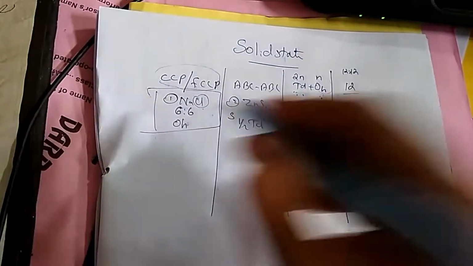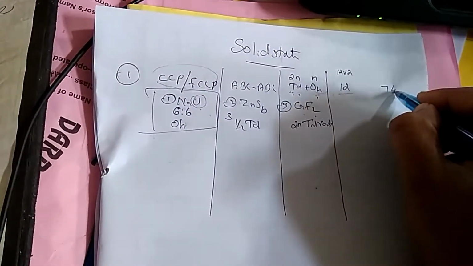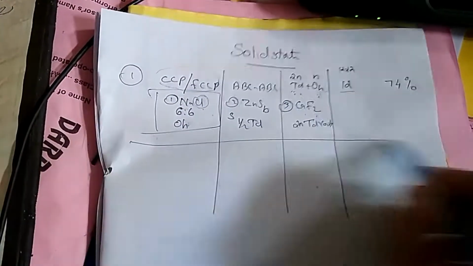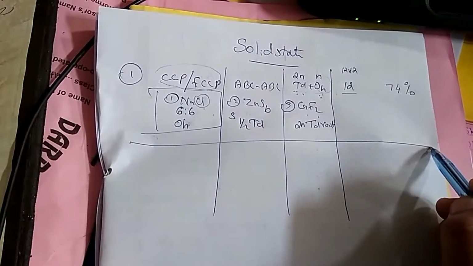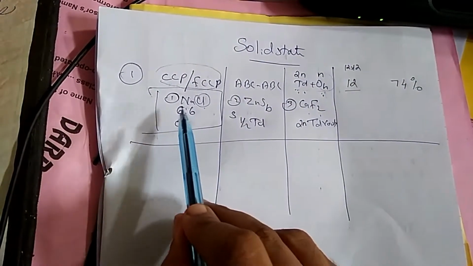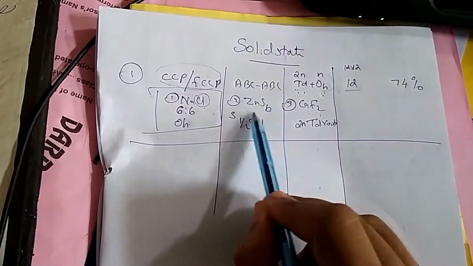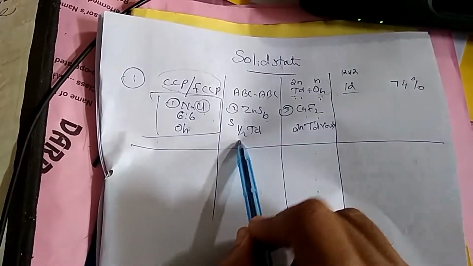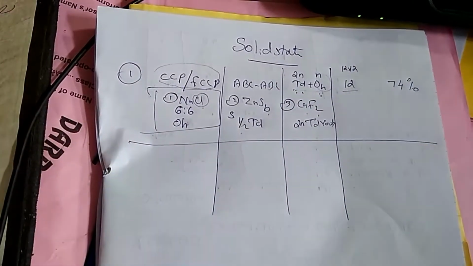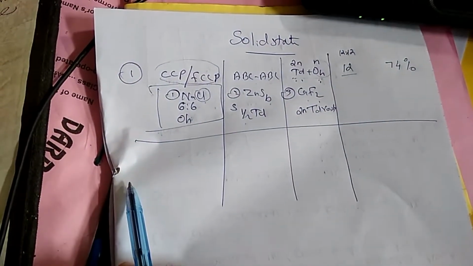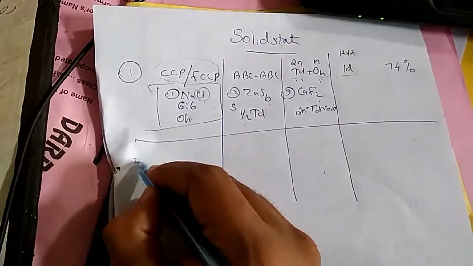The packing efficiency of the CCP arrangement is 74%. So for the CCP arrangement, we can think about 3 crystal systems: the sodium chloride crystal system, the zinc sulfide blende form, and the CaF2 fluorite form of the crystal system.